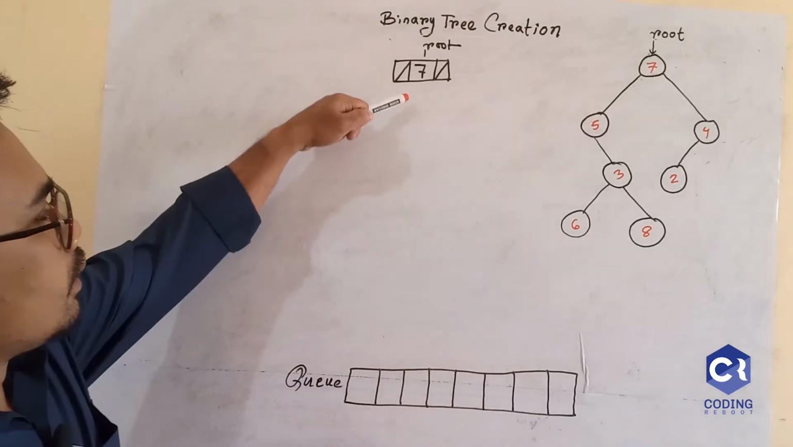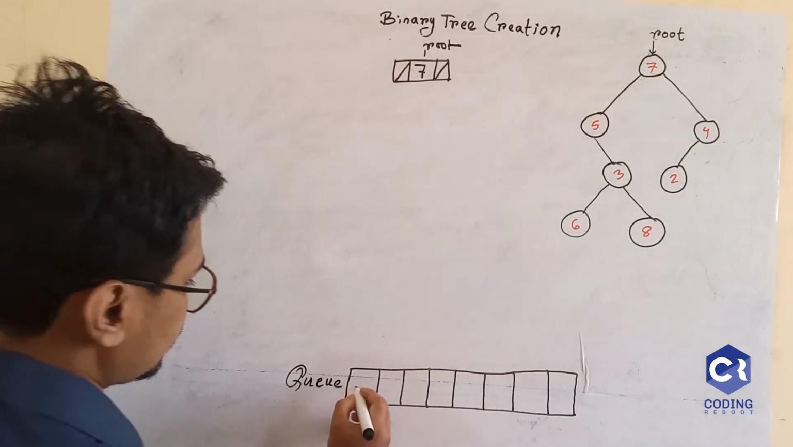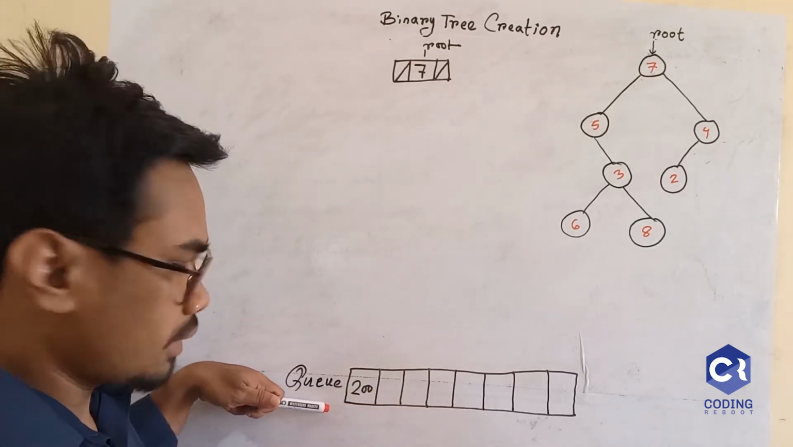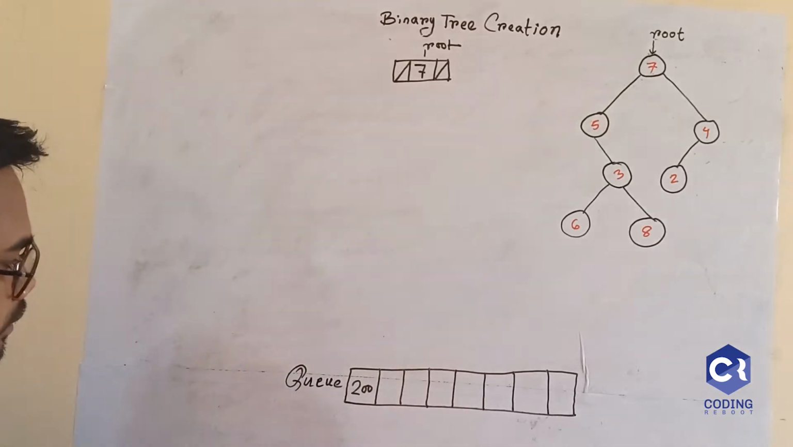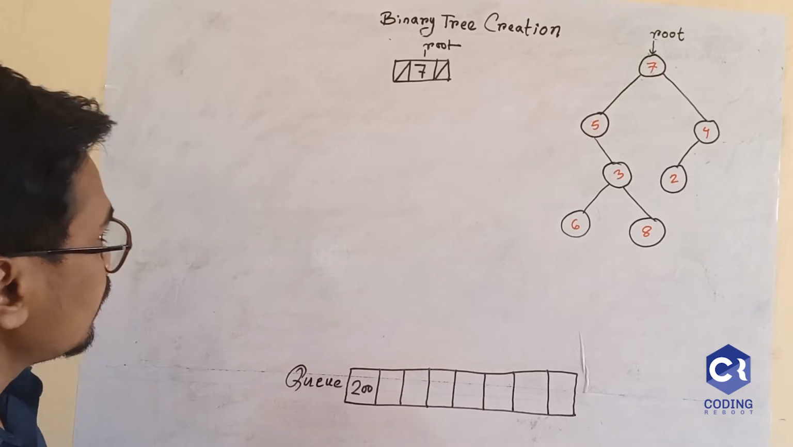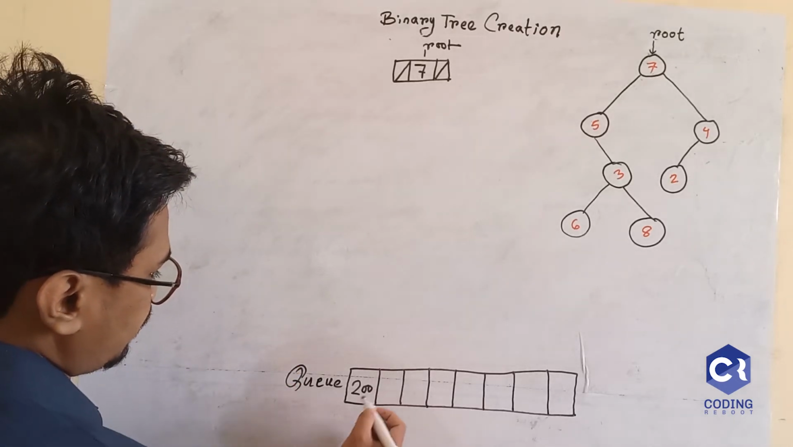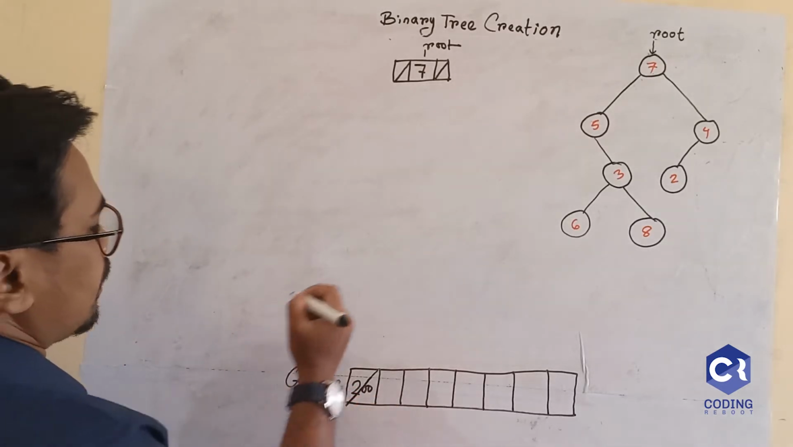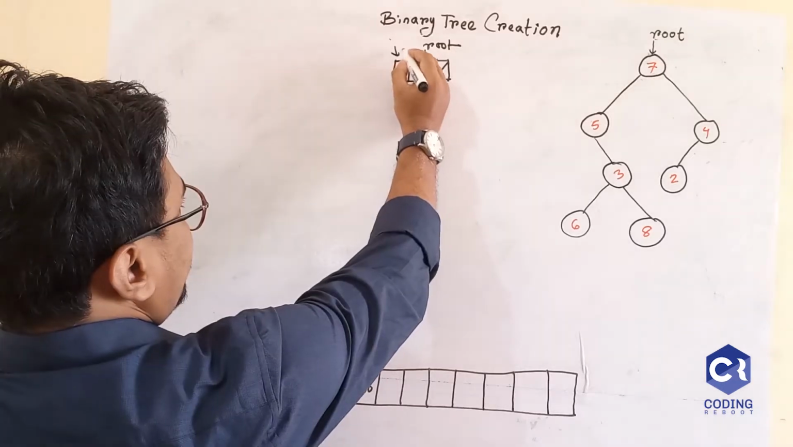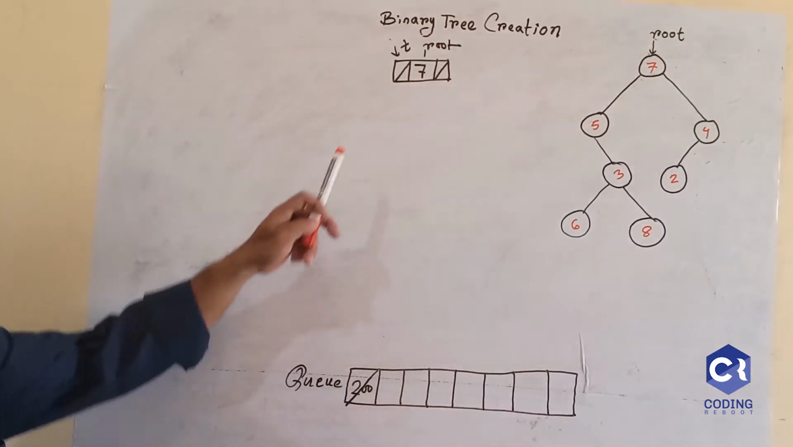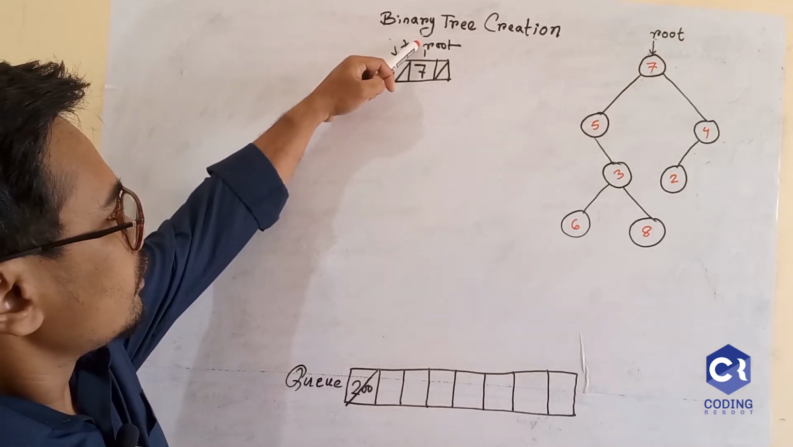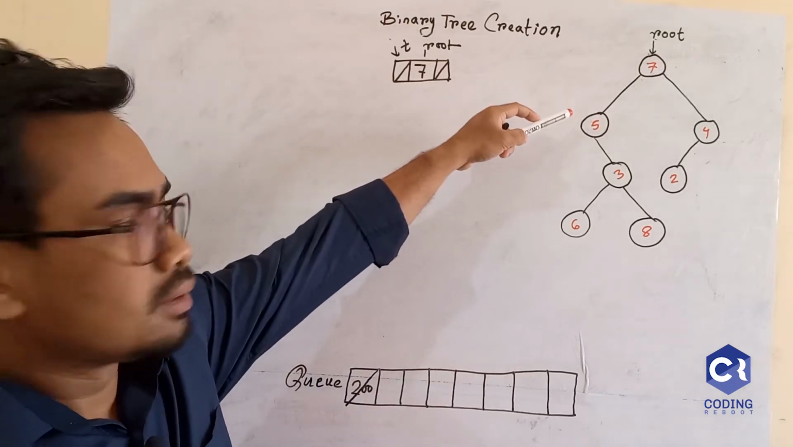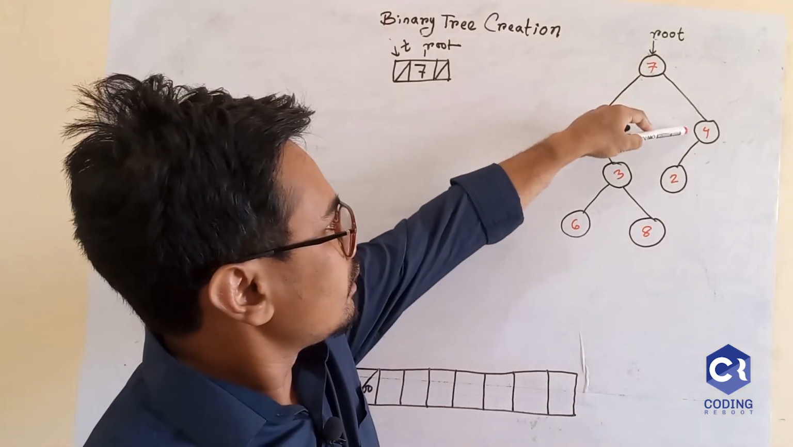First, suppose the address of this root node is 200. So we have inserted 200 into the Q. We have pushed it in the Q data structure. So now if we pop this address and we take a temporary pointer, that is T, now we are going to ask this root node if there is a left child or right child. See, there is a left child and there is also a right child.